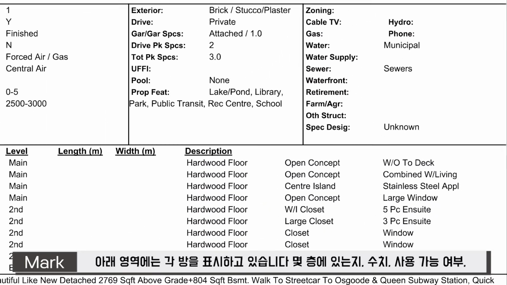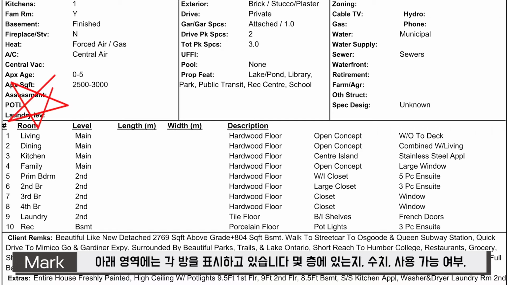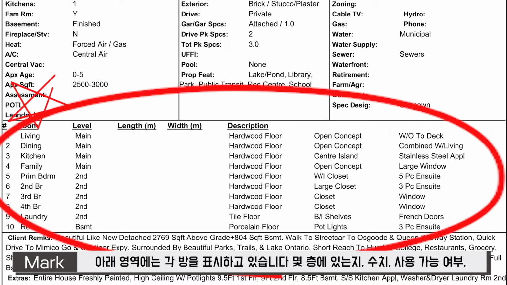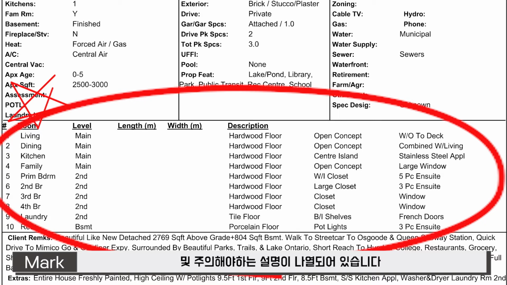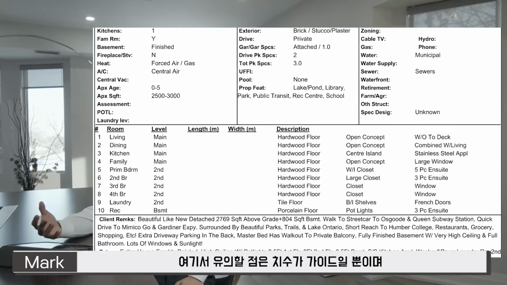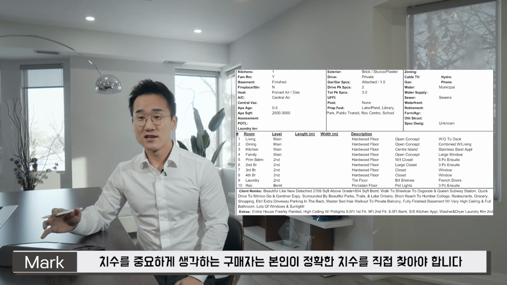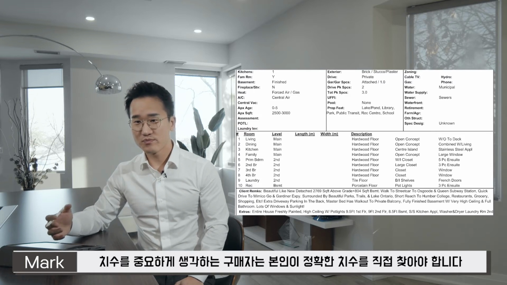The area below lists each room, which level they are on, their dimensions if available, and any descriptions to pay attention to. The thing to note here is that the dimensions are guides only. The buyer is responsible for verifying the exact measurements if that is important to you.